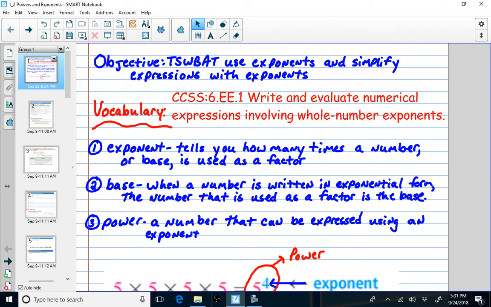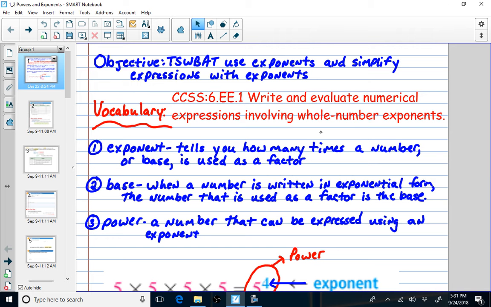Our objective today is to be able to use exponents and to be able to simplify expressions with exponents. The standard is 6.EE.1, write and evaluate numerical expressions involving whole number exponents.